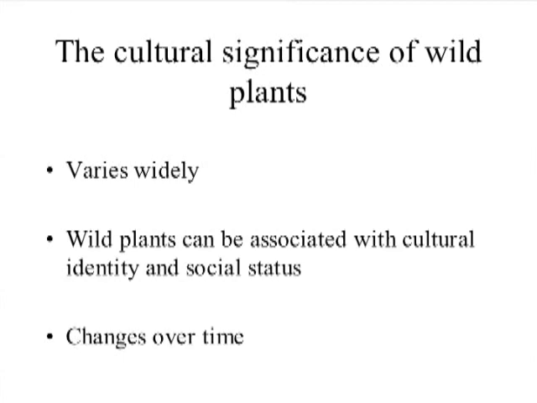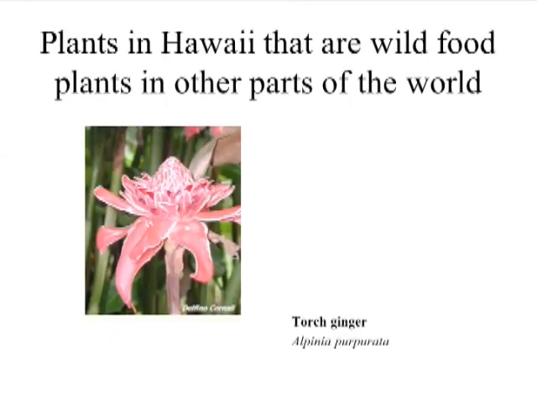The cultural significance of wild plants can vary widely from region to region. If you have traveled, you will have noticed that some wild plants in one place may be eaten, in other places they may just be there as ornamentals. Hawaii, of course, is a great example of this, in that so many of the plants that we think of as ornamentals are actually consumed in other parts of the world. Just to give you some examples, torch ginger, that's a good ornamental that we have here in Hawaii, is eaten in other parts of the world like Indonesia.